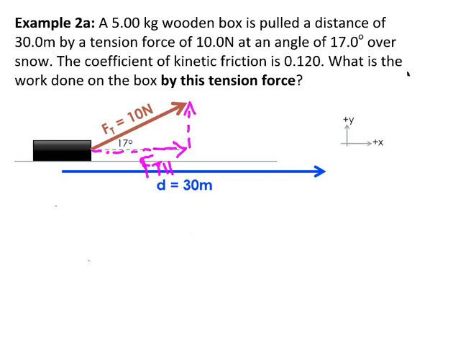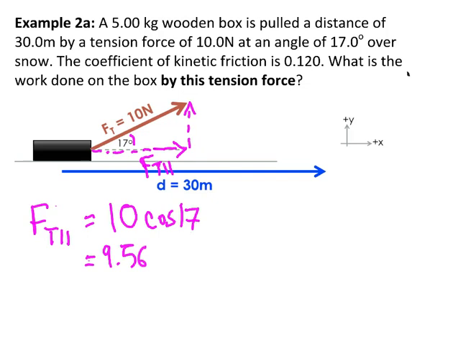And there's a Y component too. We actually don't even need that one. The first thing you want to do is actually calculate FT parallel. You just use SOHCAHTOA for that. So that's going to be the total FT times cos of 17. It's cos because cos is close, right? So 10 cos 17 gives me 9.56 newtons there.